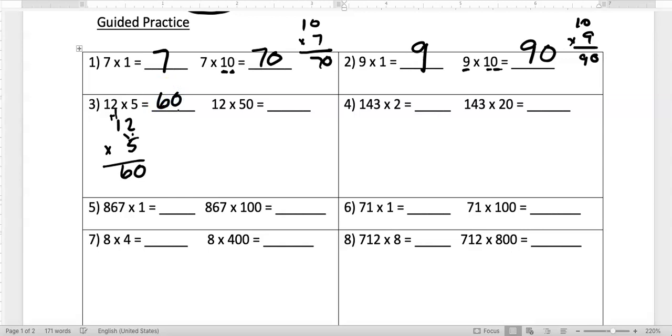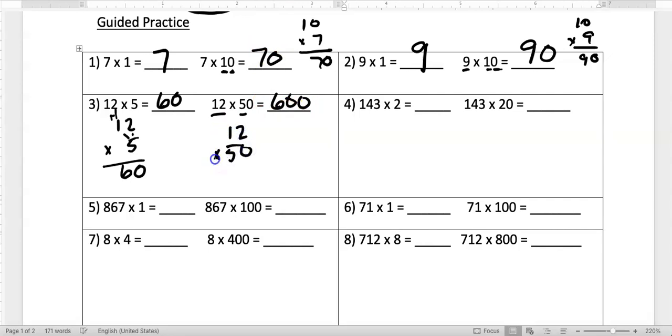So again, we did have to come and do the algorithm for this problem. But now what's going to be easy and save us time here is we already did 12 times 5, which is 60. And then because I have this extra 0 right here, I'm simply going to add a 0, giving me 600 as my answer. So 12 times 5 is 60. 12 times 50 is 600. Very simple. And here's how it saves you time.